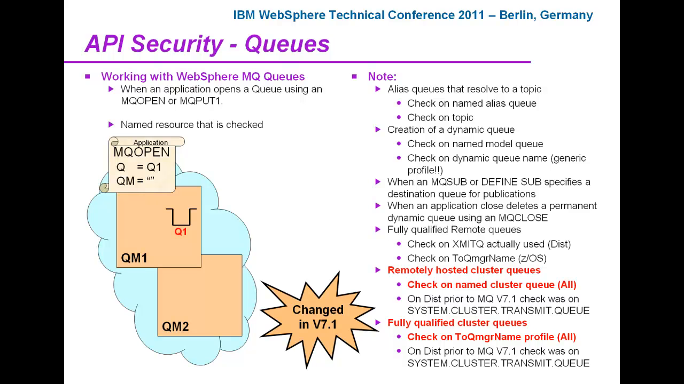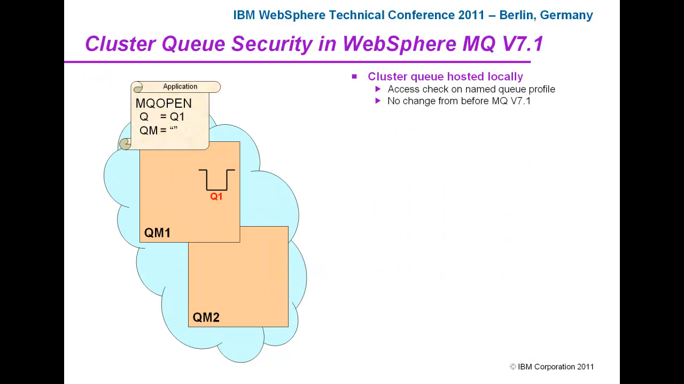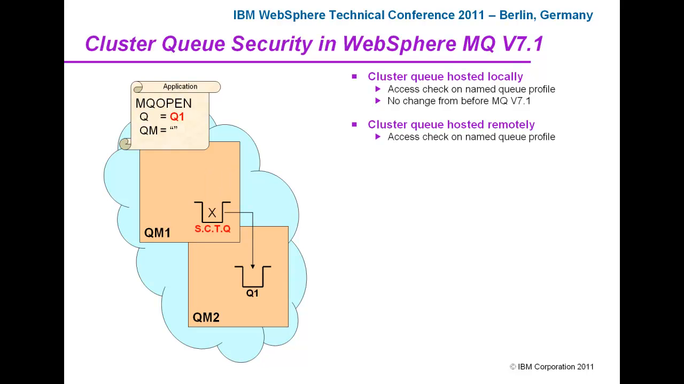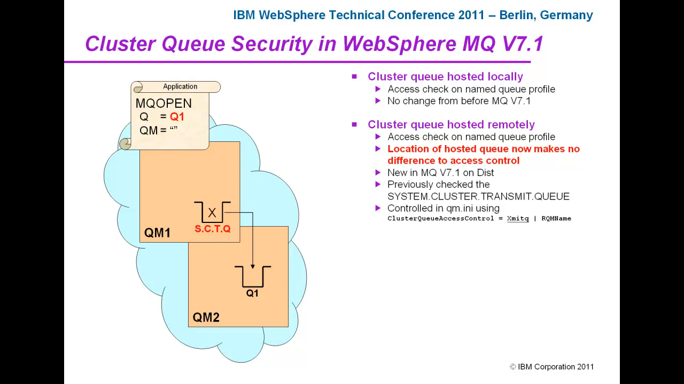When you have a cluster queue hosted locally, the access check is on the named queue profile. That's what I said before. We look at the access control for the named profile. If it's hosted remotely, now in 7.1, we do the access check on the named queue profile. So now, in 7.1, it doesn't matter whether your queue is hosted locally or remotely for the access control check that's going to be done. This is a change. Previously, if your cluster queue was hosted remotely, then the check was on the system cluster transmit queue.